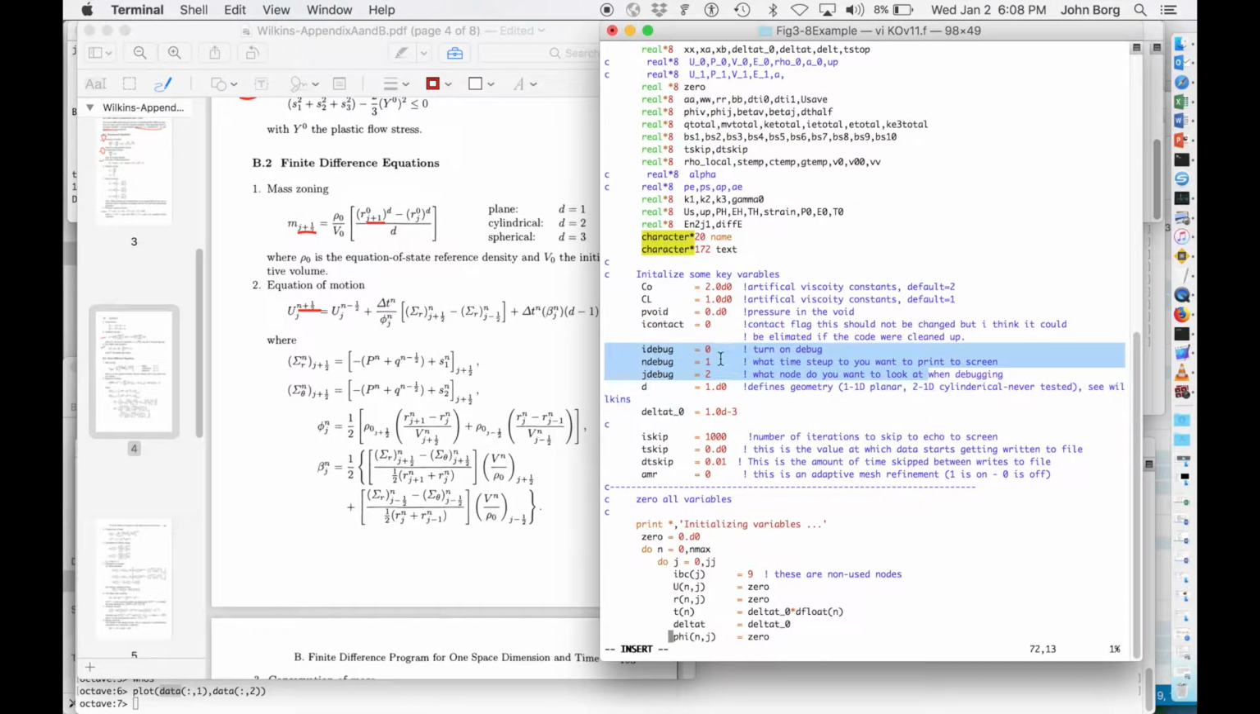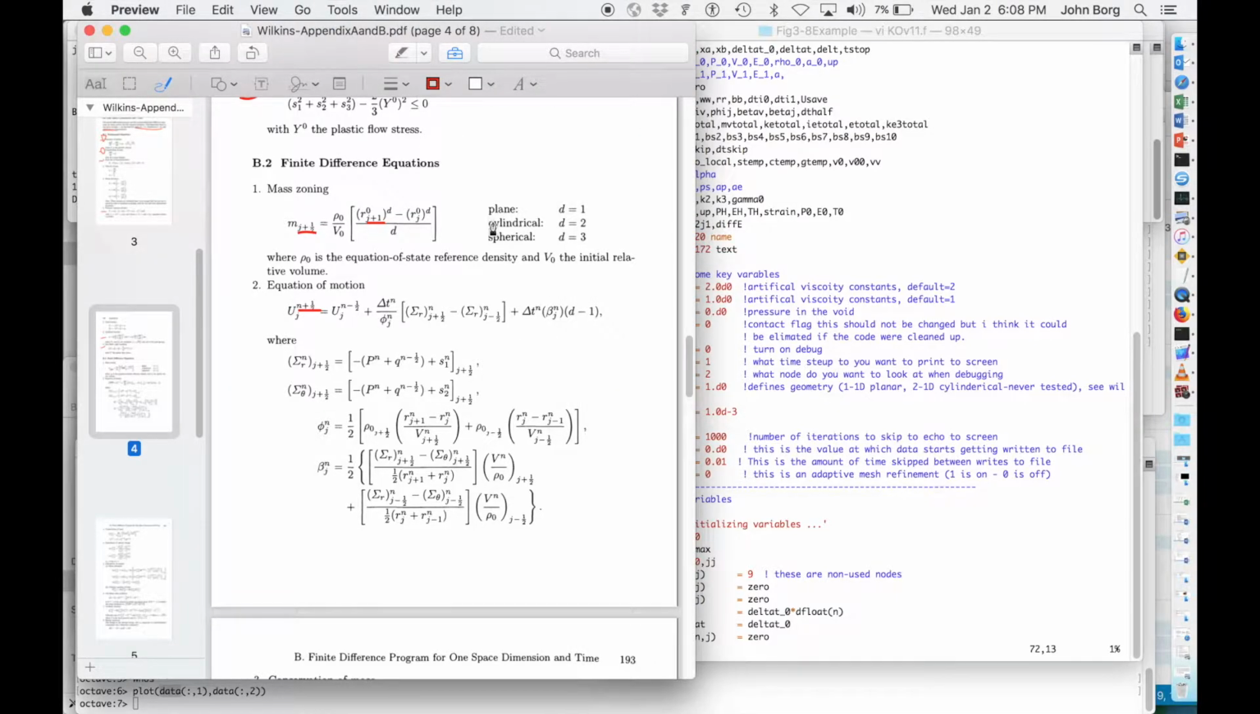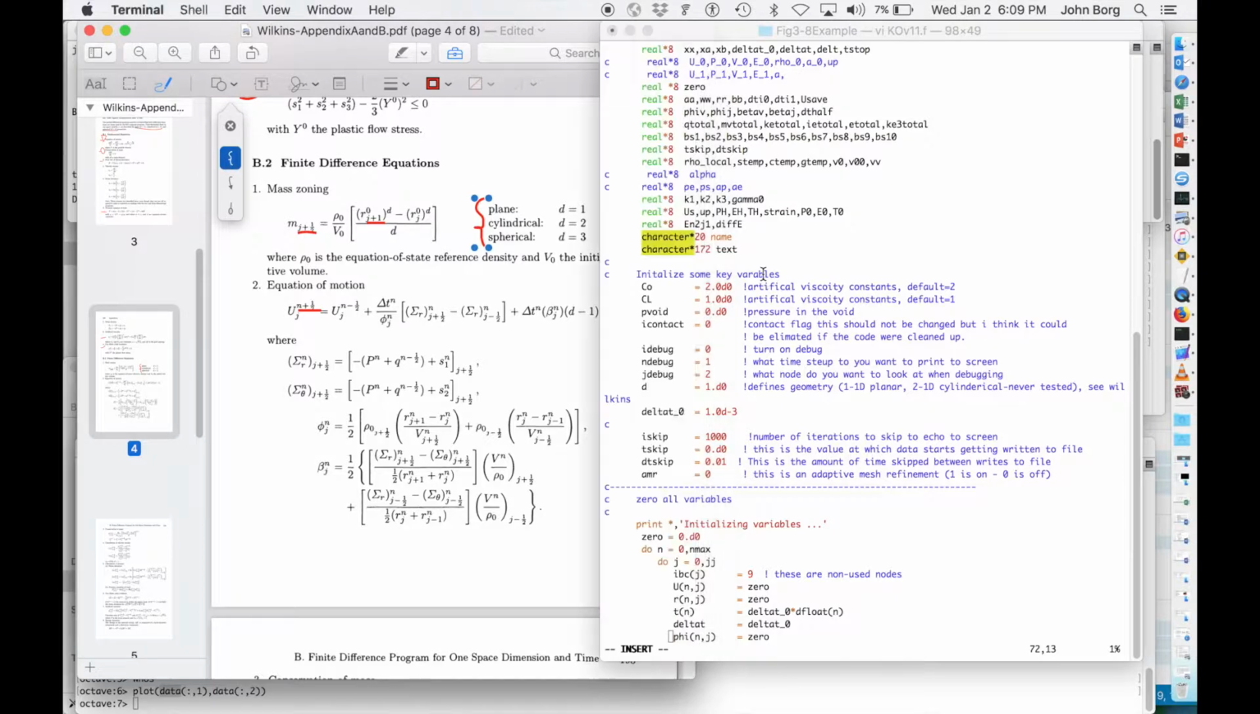So if you turn debug on by setting this flag equal to 1 here, then you'll start to get echoes to screen, and these echoes will commence after so many time steps, and then you can specify which node you want everything echoed to screen. This D is defined as 1D planar, and it's really using his nomenclature right here with the D equals 1, D equals 2, and D equals 3 for planar, cylindrical, and spherical.